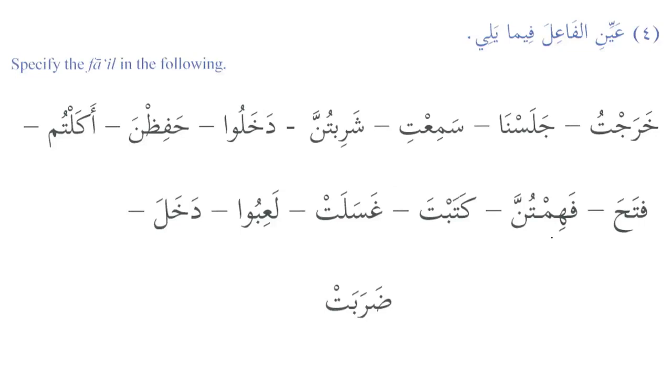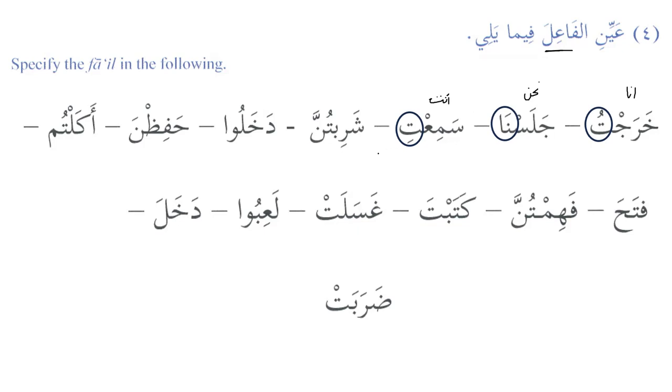عين الفاعل فيما يلي. Now you have to specify the doer in what follows. So in kharajtu, we can see I went, so tu is the doer. Then we have jalasna, and we have learned that in jalasna we sat, and na is the doer. Then we have sami'ti, and in sami'ti we see that ti is the doer. So kharajtu, yani ana kharajtu, and kharajna, yani nahnu kharajna. And then we have sami'ti, yani anti sami'ti. So basically these damair are inside it, as we can see over here.